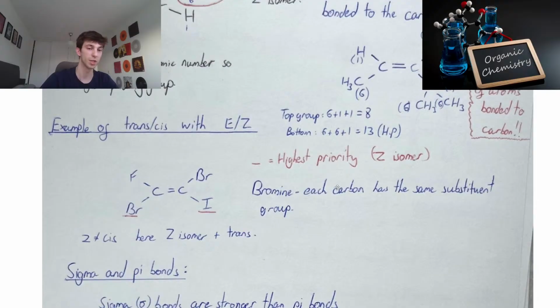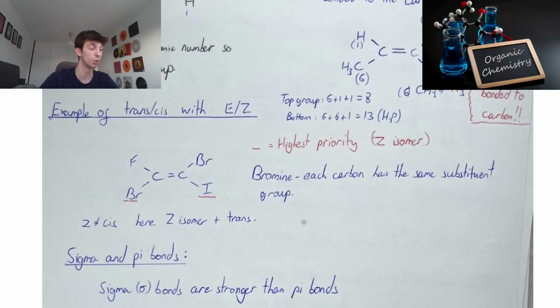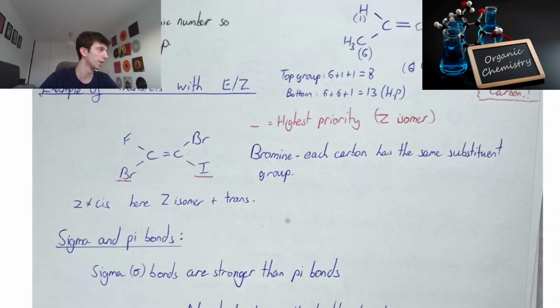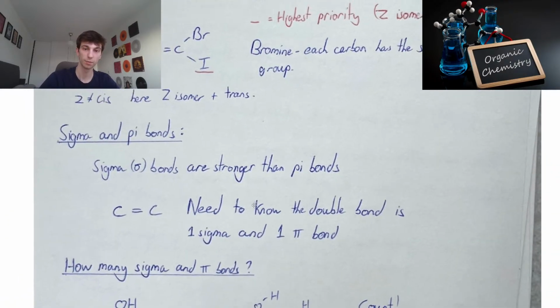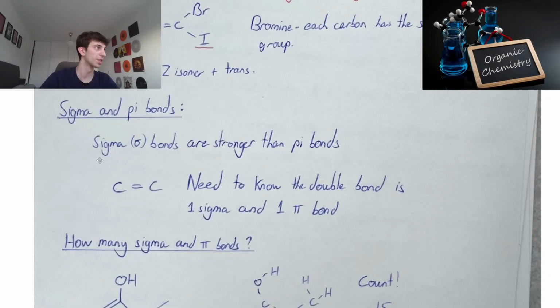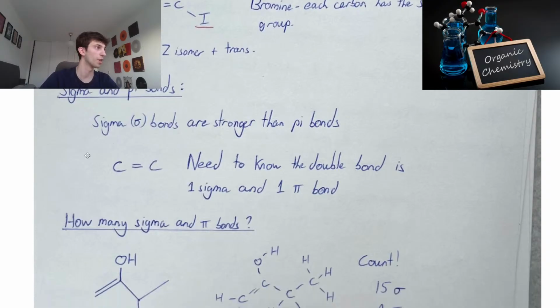So we have a cis trans because each carbon has the same substituent group. Just going through all this, guys, slowly. Let me know if anything is confusing. Key thing to know about sigma and pi bonds: sigma bonds are stronger than pi bonds. We need to know, as I mentioned before, that a double bond has 1 sigma and 1 pi bond.